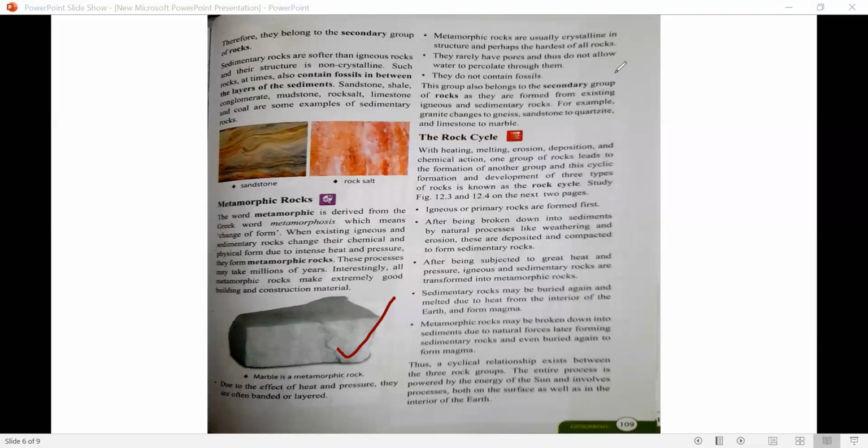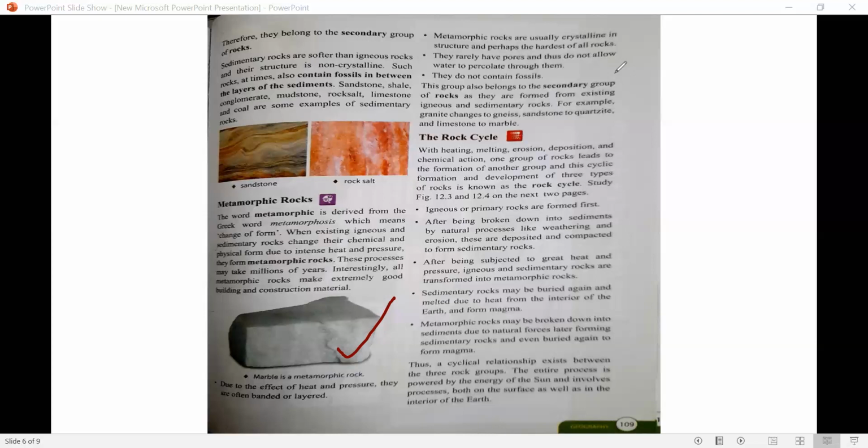They also do not have fossils inside them, such as the remains of plants and animals. They do not have them. Though they are formed from igneous and sedimentary rocks, which were the first and second groups, this is the third group of rocks.